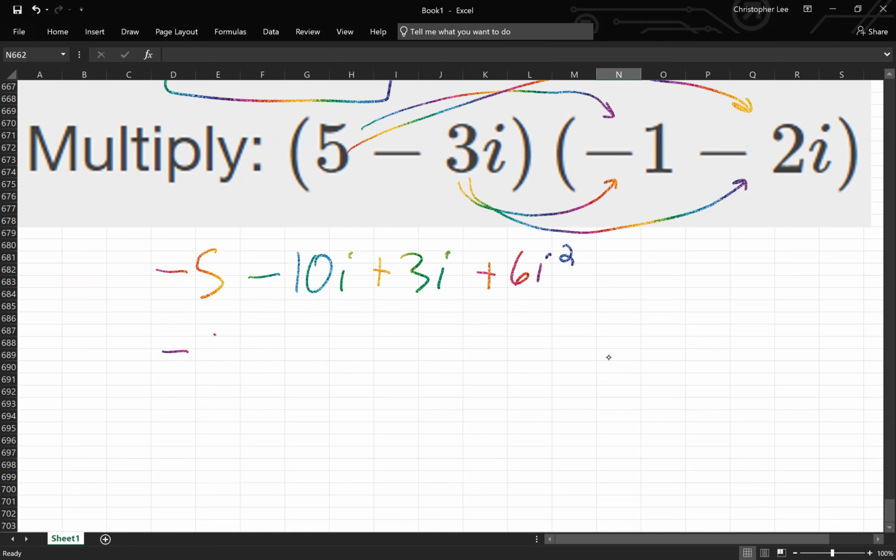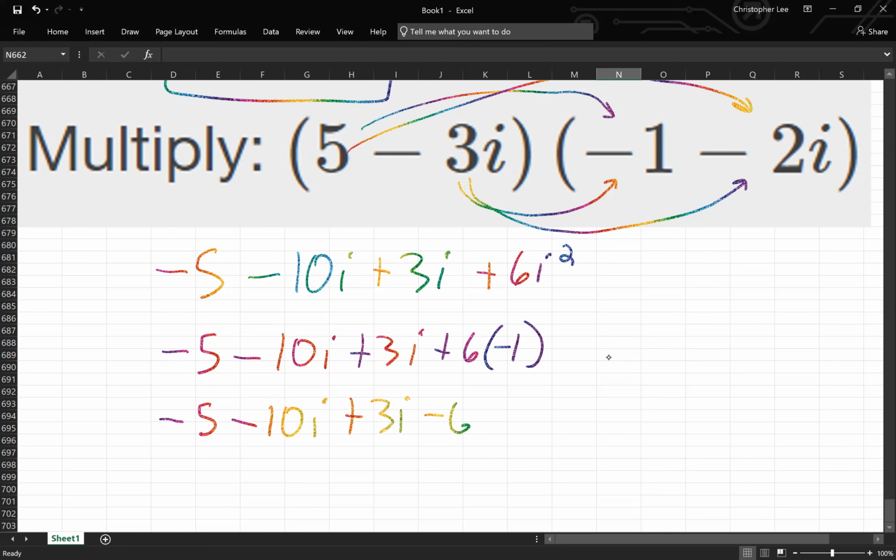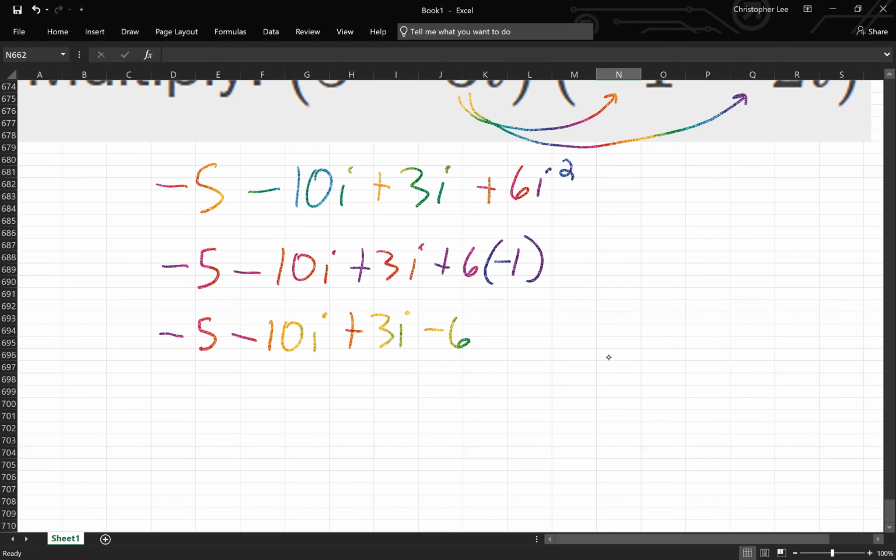All right, let's get rid of that square. So I have negative 5 minus 10i plus 3i plus 6 times negative 1, right? Let's do our multiplication next. Negative 5 minus 10i plus 3i minus 6. And then let's get down to the final answer. What's the answer? Negative what? Switch it around, right? Negative 11 minus 7i. Because remember, I wanted it in standard form.